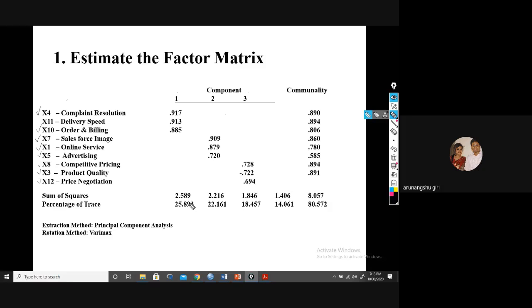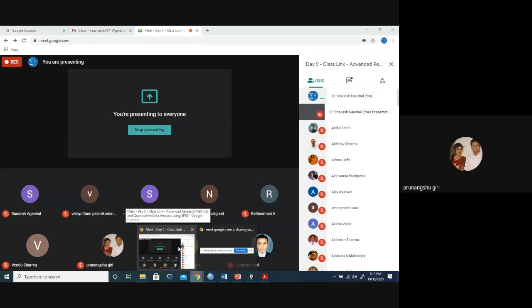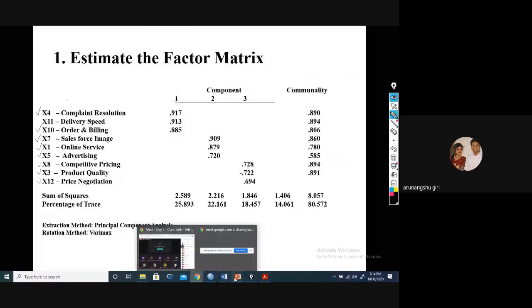If we reject that factor loading, automatically the other factor loadings will be increased, right? Means in some other factors, a lot of factor loadings are there. If I reject one, automatically the other factor loadings will be increased, right?